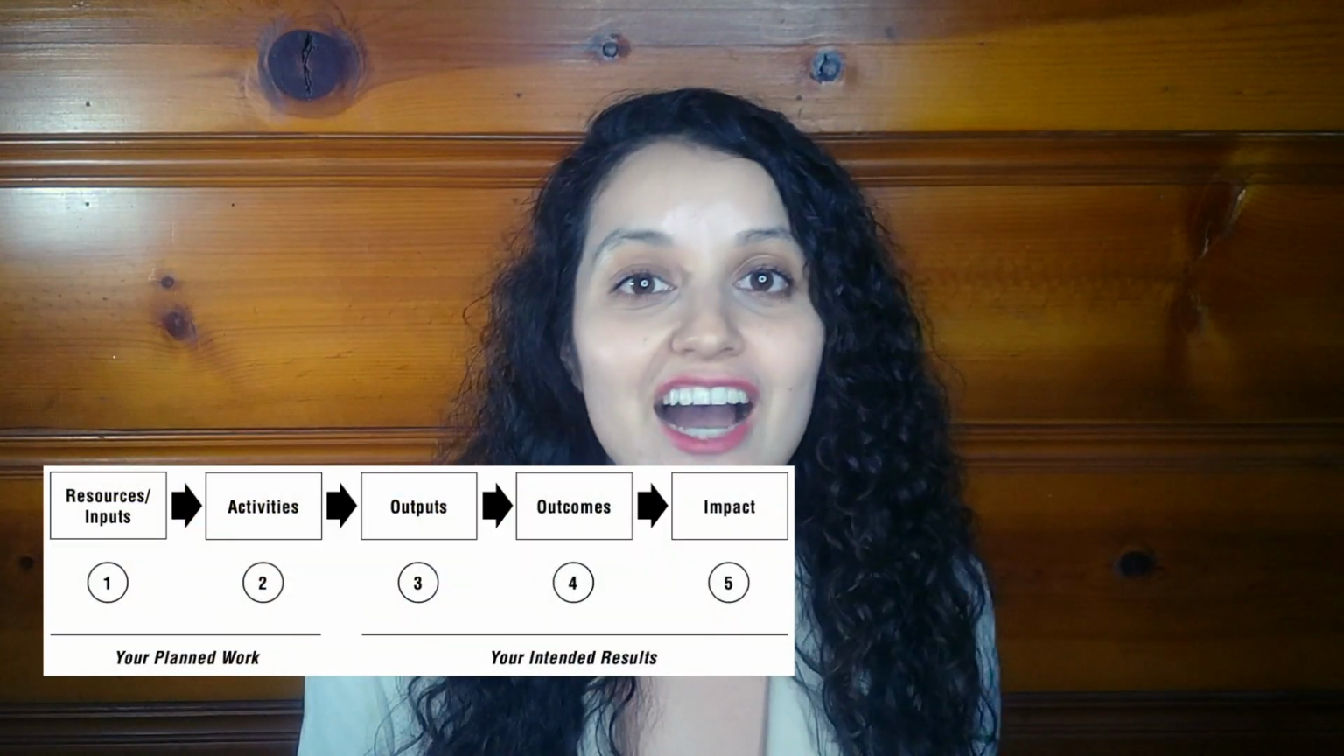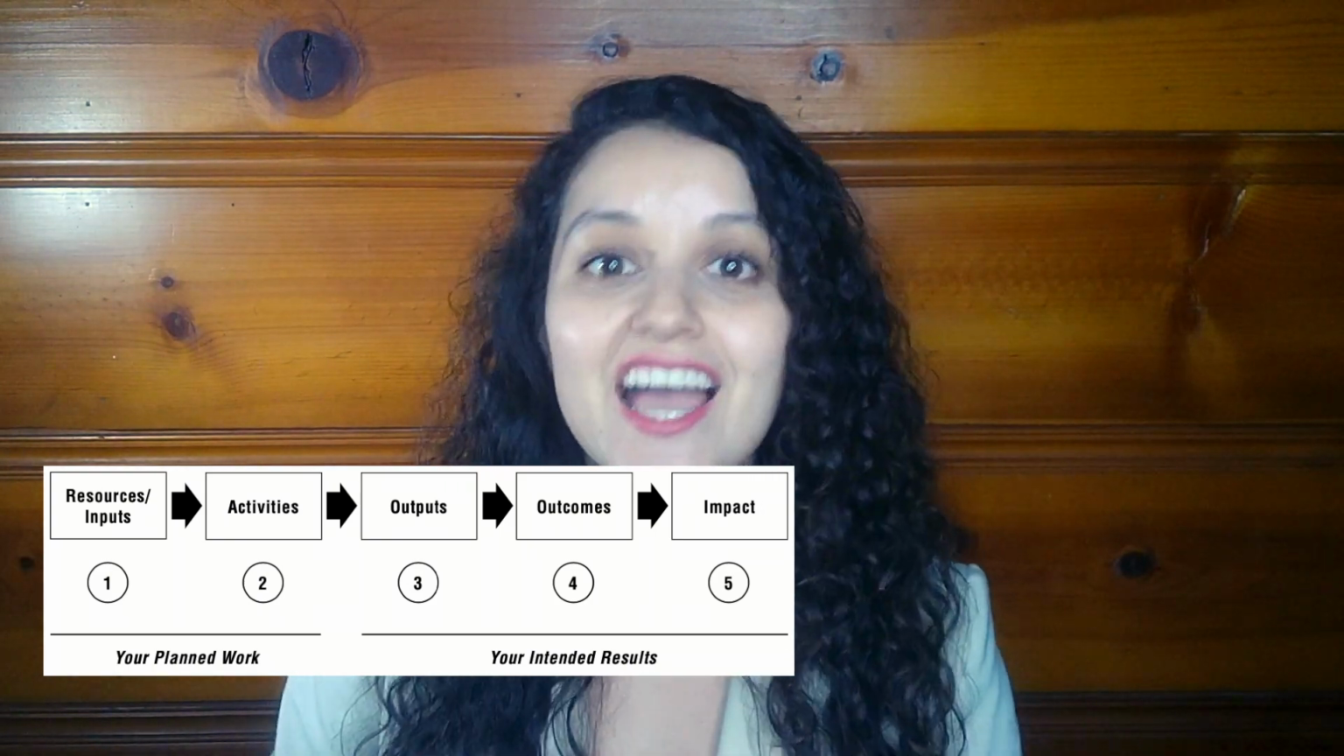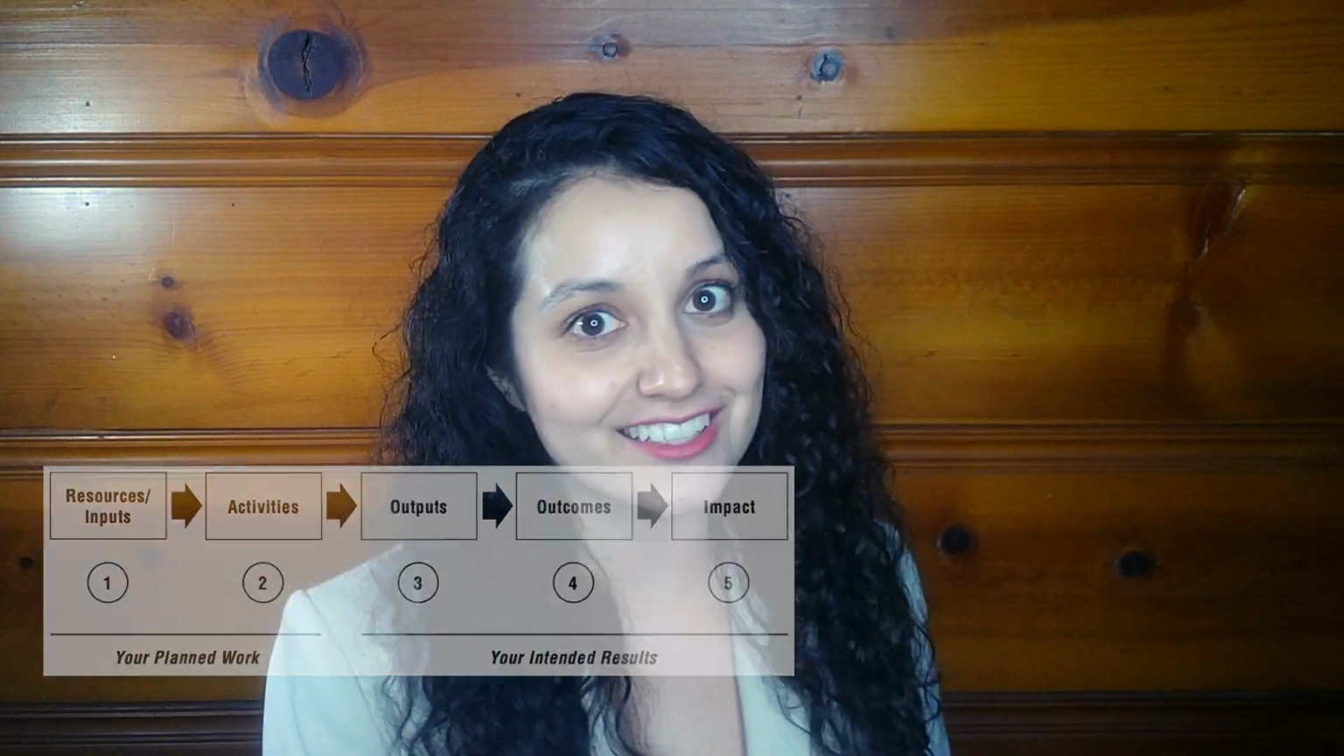Now, this guide has 5 components to a logic model. You have resources or inputs, activities, outputs, outcomes, and impact. Now, people define this differently across different organizations, different institutions. So if you see different definitions for these terms in different guides, that is why you're seeing that. It's because there isn't necessarily a common tongue among all funders or organizations.